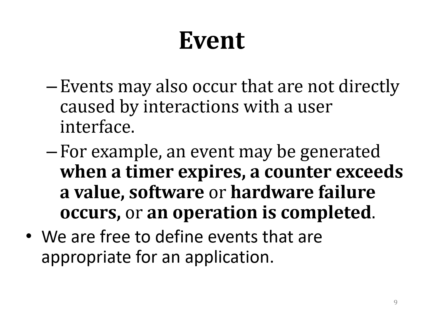So there are two different ways. One is direct and one is not direct. Here you can see that when a timer expires, or a counter exceeds a value, or there are hardware failures or software failures, then the operation may be completed. So we can define the events which are appropriate for a particular application, where you click the button, where you don't click the button, or where you might be using some timers.